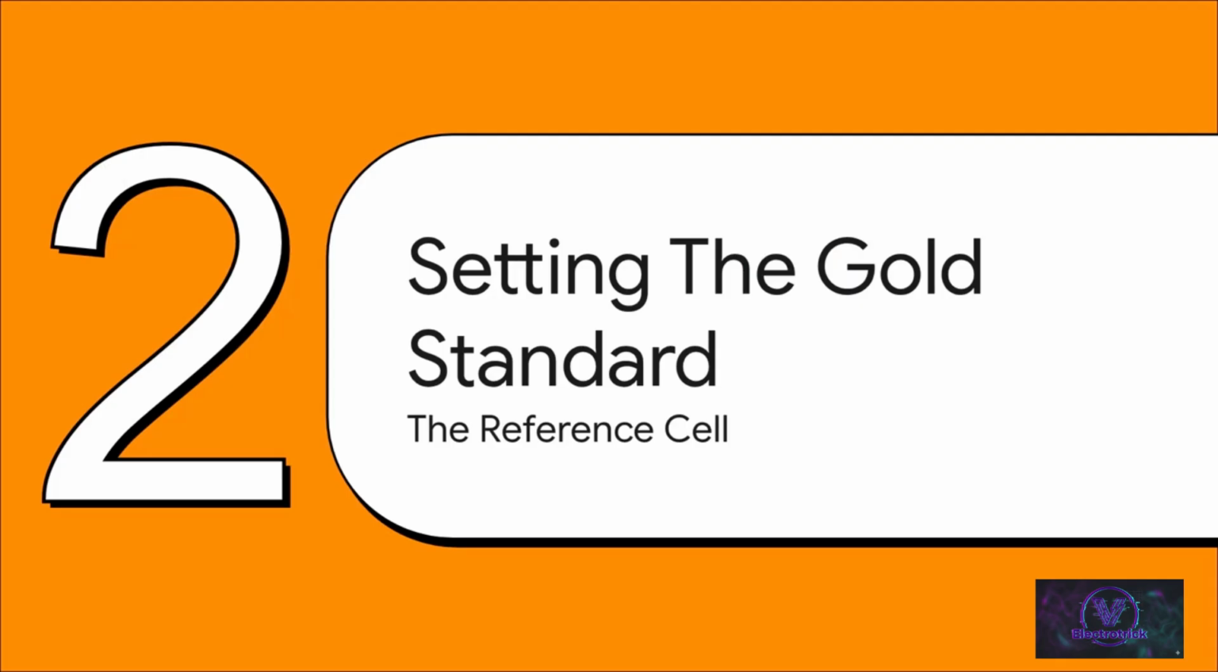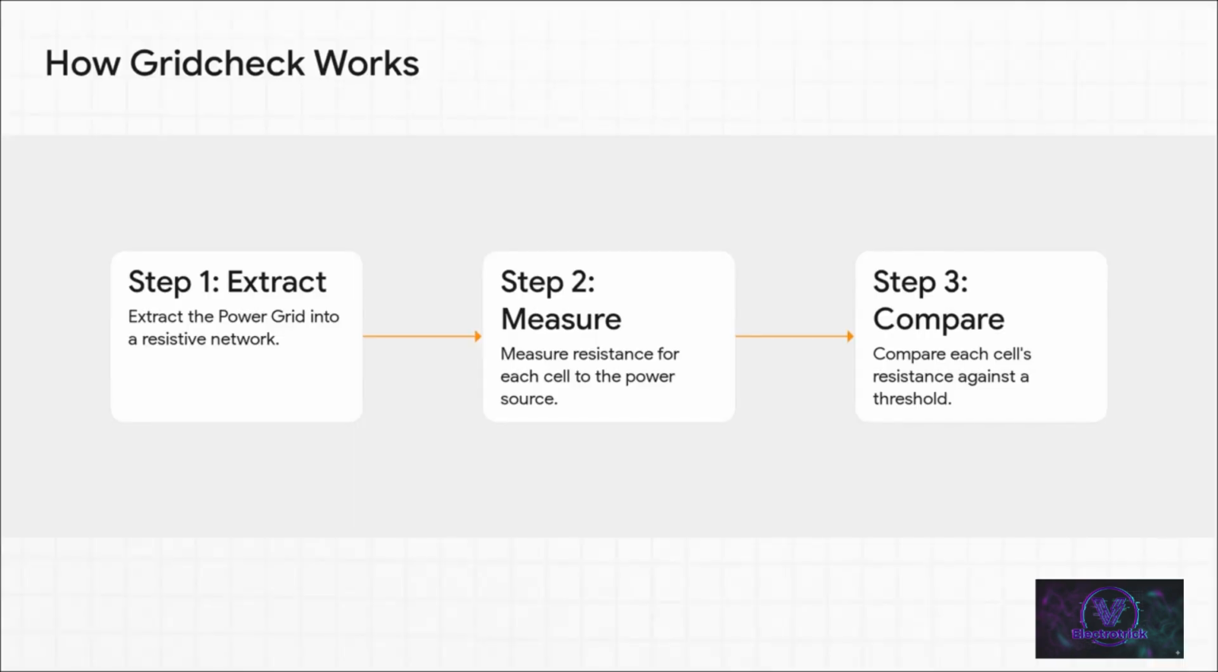Okay, so how do we actually do this health check? The process is actually pretty brilliant. To figure out what's bad, you first have to define what's good, or at least what's acceptable. And that's where this concept called the reference cell comes into play. Here's how it works in a nutshell.